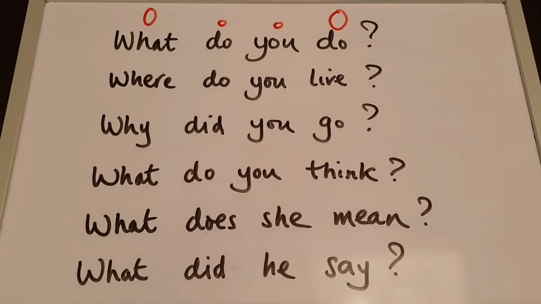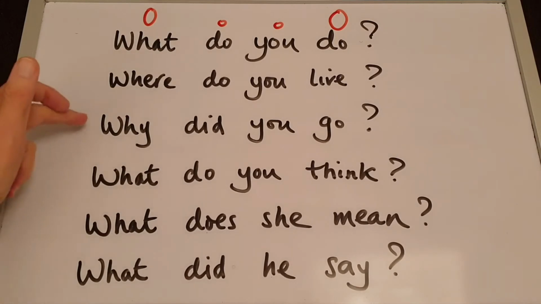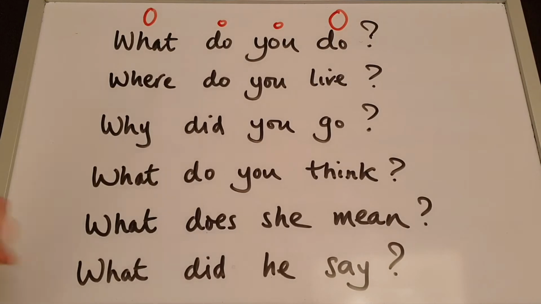Look at the second one. Where do you live? Da, da, da, da. Number 3, the third one. Why did you go? Da, da, da, da. Next one. What do you think? Da, da, da, da. What do you think?